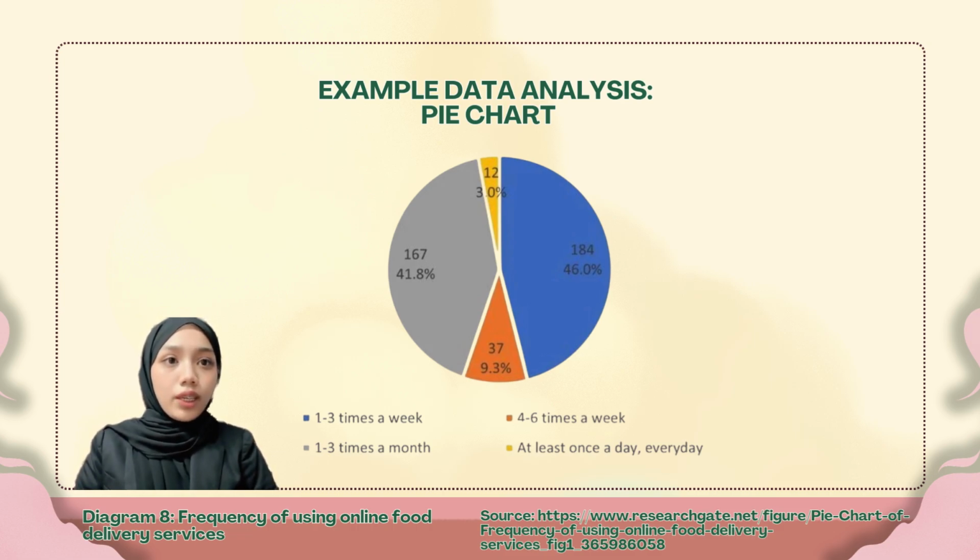This is followed by 41.8% who use online food delivery service 1 until 3 times a month, showing that a slightly smaller proportion of respondents prefer monthly usage. Next, 9.3% of respondents use online food delivery service 4 until 6 times a week, which represents a moderate level of usage. Meanwhile, only 3% use online food delivery service at least once a day, making it the lowest percentage among all categories.